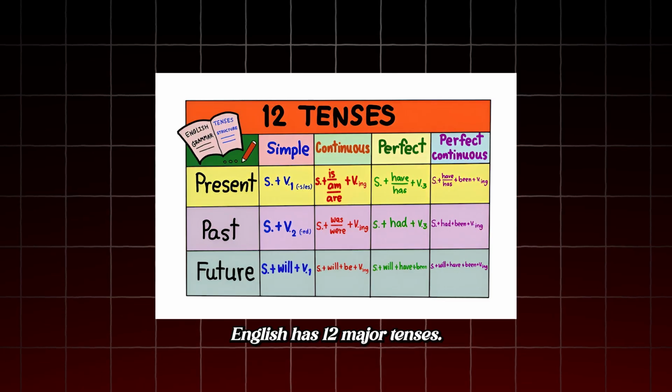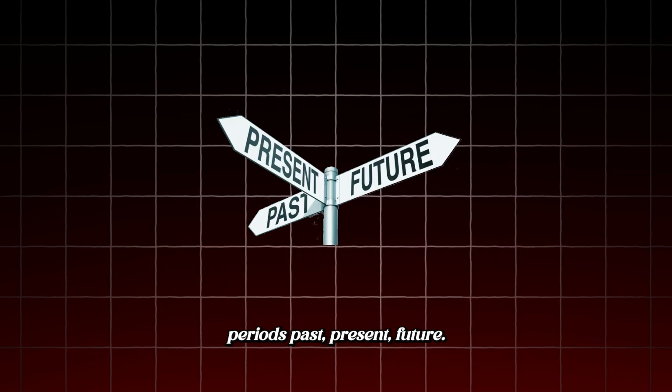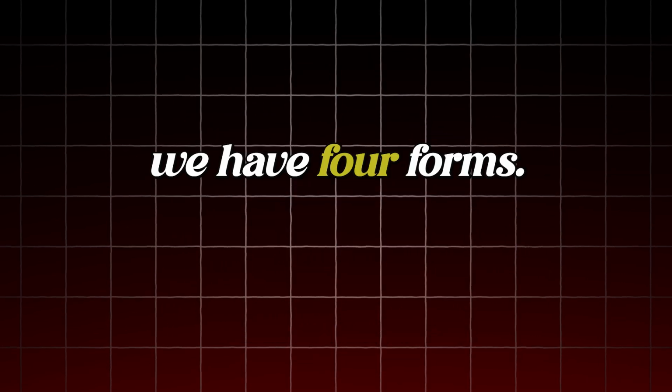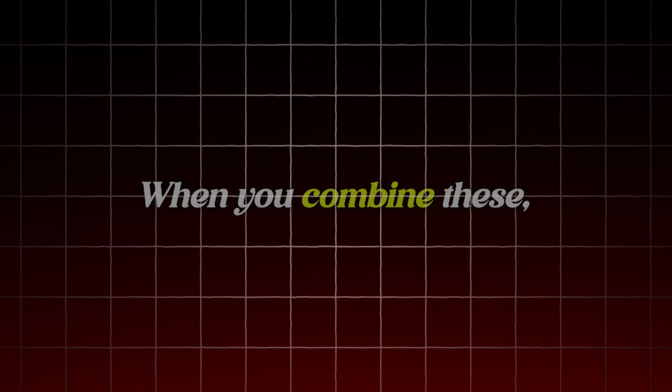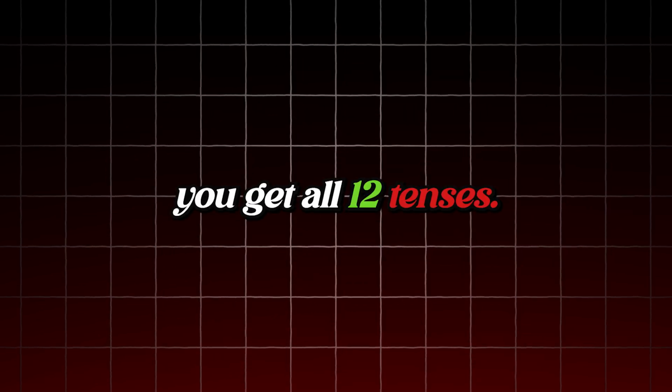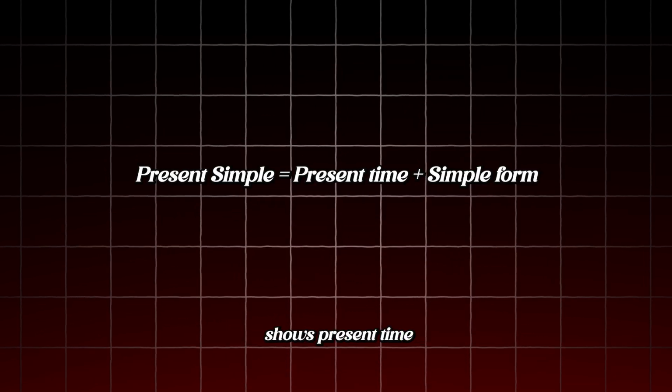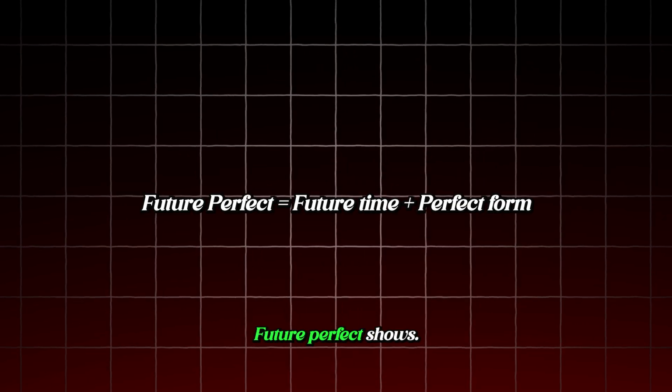English has 12 major tenses. Sounds overwhelming? Don't worry. There's a simple pattern to remember them all. Let's break it down. First, we have 3 time periods: past, present, future. And for each time period, we have 4 forms: simple, continuous, perfect, perfect continuous. When you combine these, you get all 12 tenses. For example, present simple shows present time plus simple form. Past continuous shows past time plus continuous form. Future perfect shows future time plus perfect form.